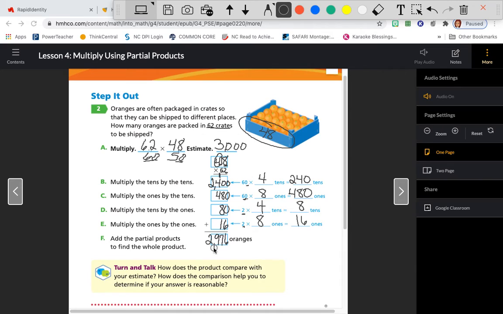Okay, I would like for you to stop the video, and instead of completing check understanding today, I want you to go directly into your exit ticket. I want you to show me that you know how to use partial products to solve and get the whole product.